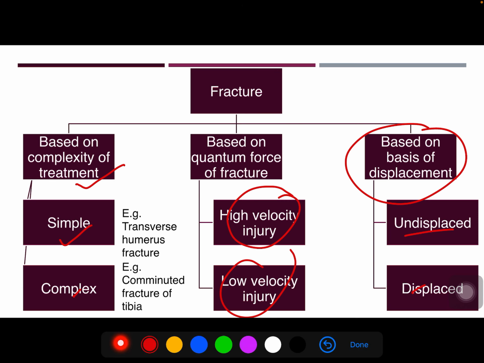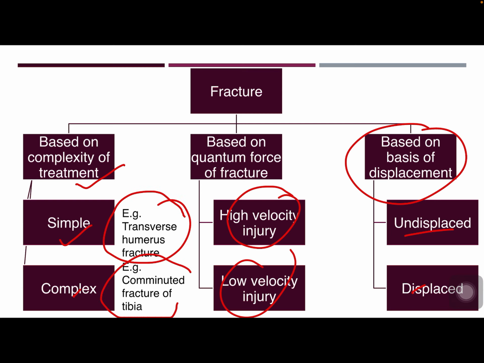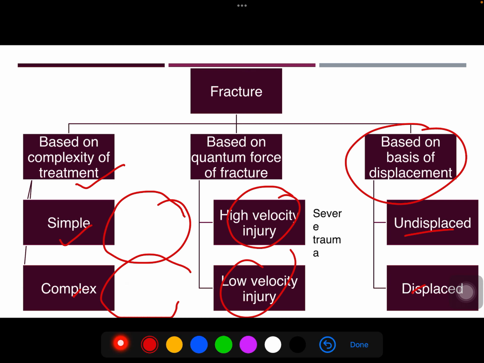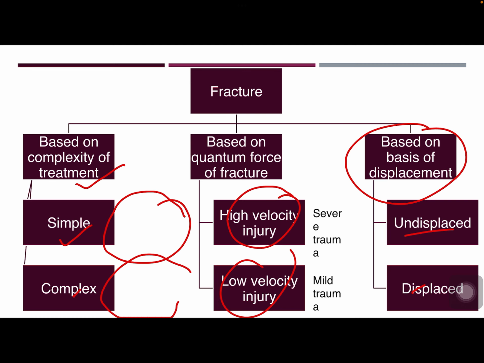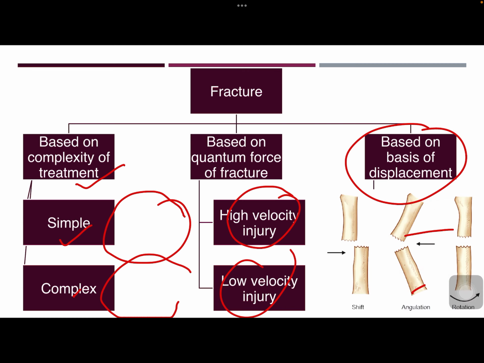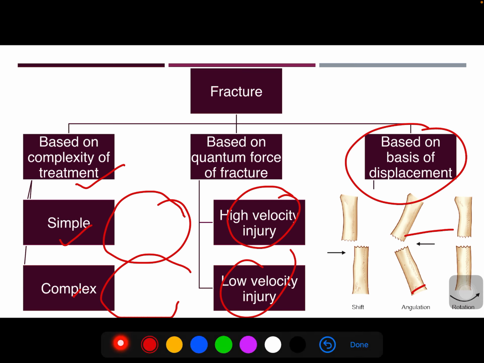For the simple complexity, like a transverse humerus fracture; in the complex, there is a comminuted fracture of the tibia. High velocity injury is like severe trauma, and low velocity injury is like mild trauma. Based on the displacement, there will be a shift, angulation, or rotation.